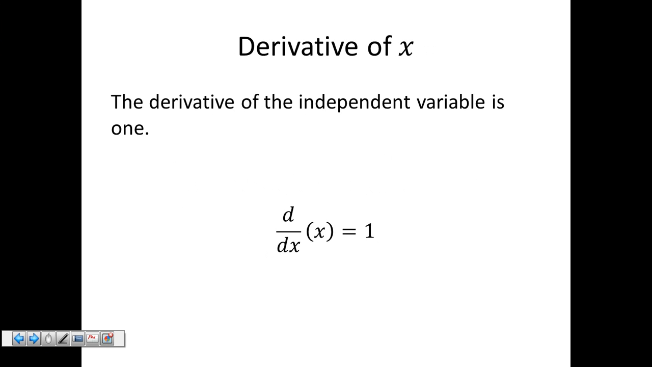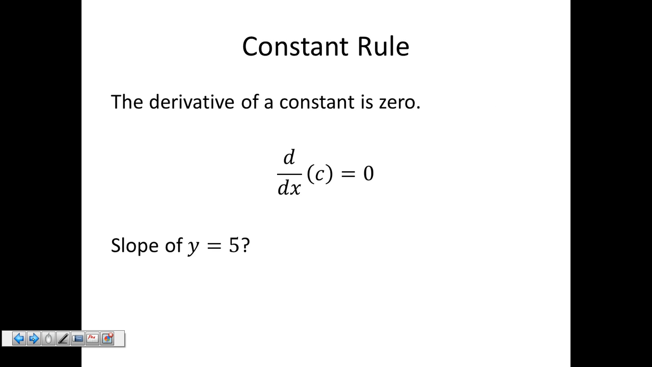Alright, so first of all, our most basic differentiation rule that you need to know is that when we take the derivative of the independent variable, basically when we take the derivative of x, it's equal to 1. If we try to take the derivative of a constant, doesn't matter how big that constant is, doesn't matter whether it's a fraction, a decimal, a negative, when we take the derivative of a constant, it's equal to 0.